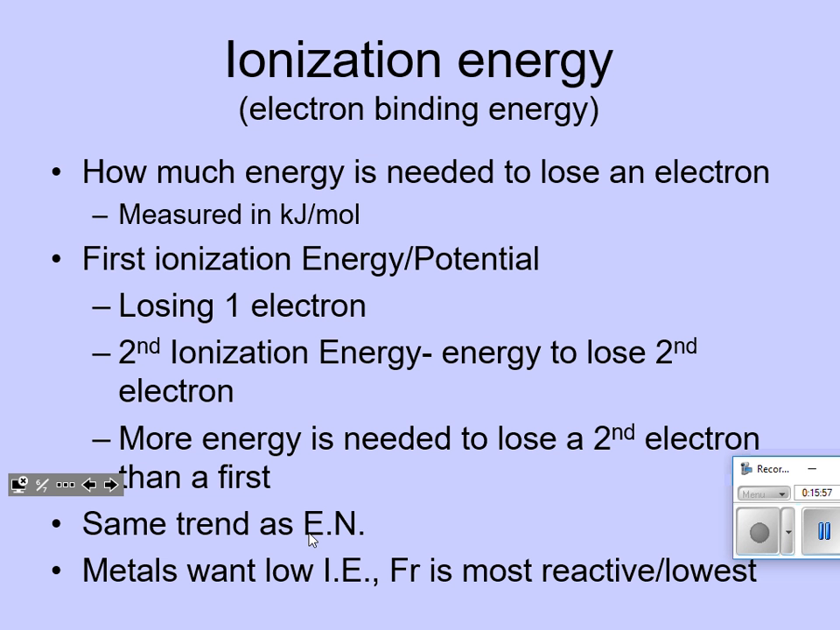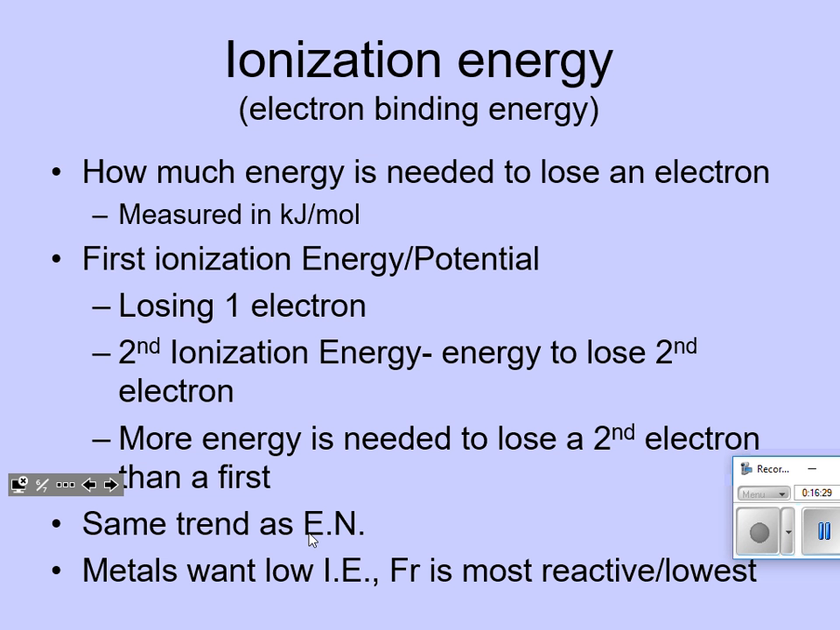Francium is the largest element on our periodic table. When you're large, that means your nucleus is really far away from your valence electrons. And if that's the case, there's not much attraction holding those electrons in. Doesn't take much energy to lose. Smaller elements have a really high ionization energy. Their electrons are tightly held by their nucleus, so it takes a lot of energy to make them be lost.